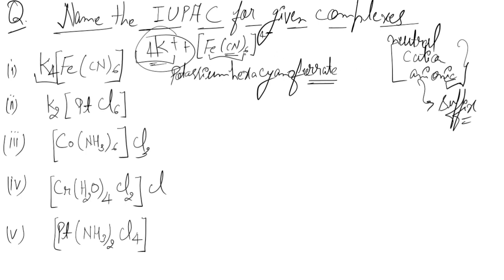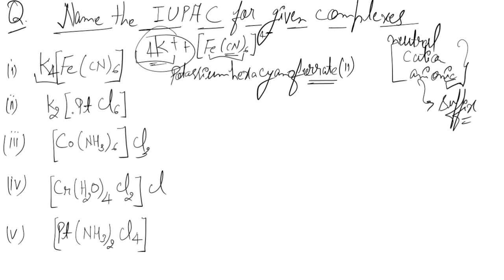And then we assign the oxidation state to this iron. We already know how to assign the oxidation state, so iron is present in +2 oxidation state. So the IUPAC name of this complex is potassium hexacyanoferrate(II). Okay, so let's see the next complex.